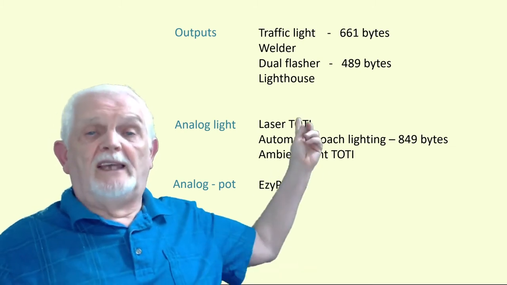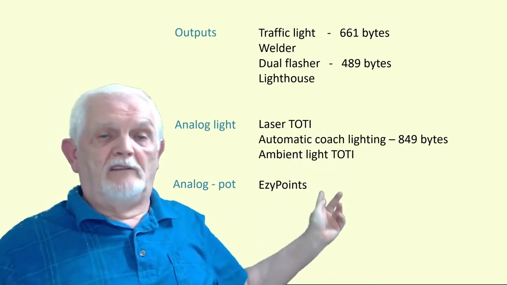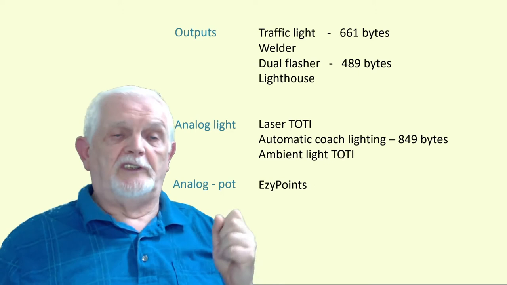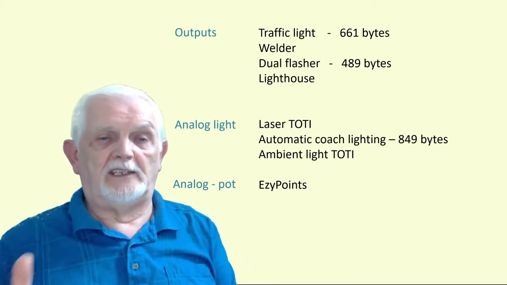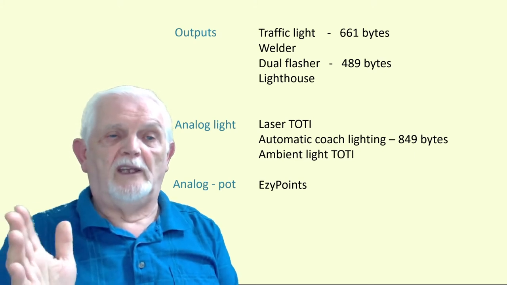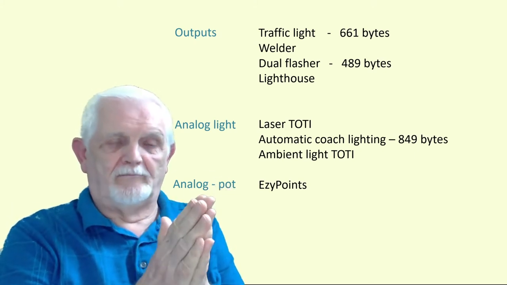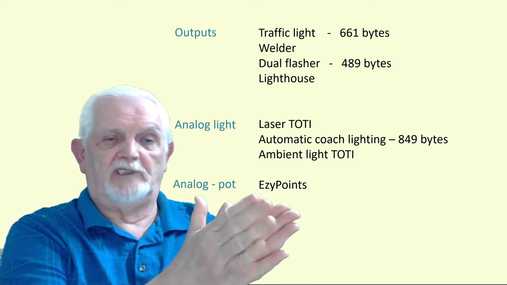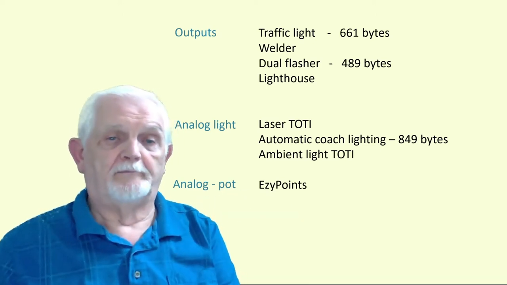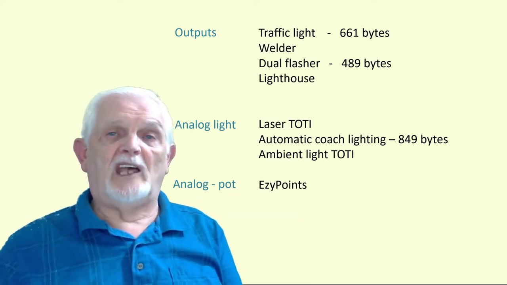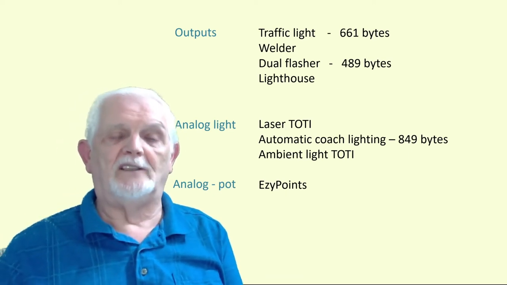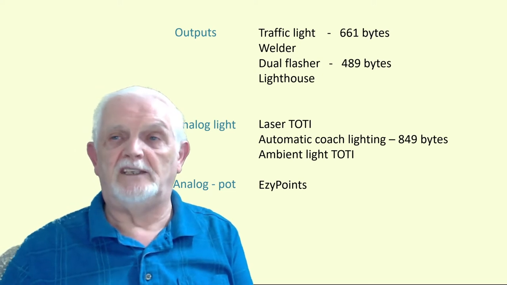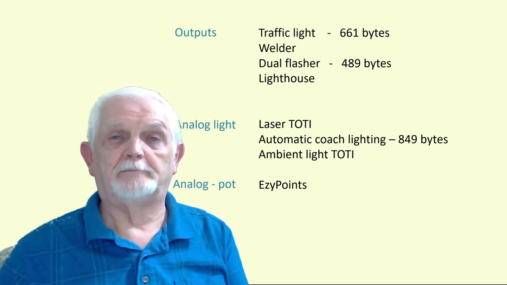It doesn't have to be light, it could be any kind of input. In fact, the easy points uses little trimmers, little potentiometers that you tweak to set the speed of the point, and also the two end points of the servo to move the point back and forward. So here's examples where we've taken advantage of both the output facilities, but also analog input facilities provided by the 675.